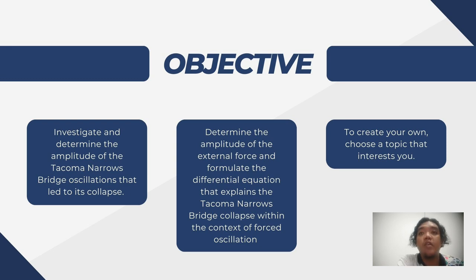For the first objective, investigate and determine the amplitude of the Tacoma Narrow Bridge oscillation that led to its collapse. The second one is to determine the amplitude of the external force and formulate the differential equation that explains the Tacoma Narrow Bridge collapse within the context of forced oscillation. And the last one is to choose a topic that interests our group.